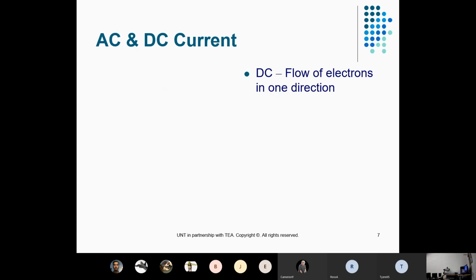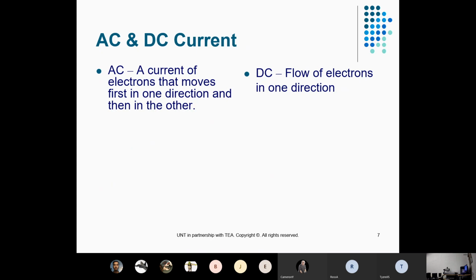We have AC and we have DC. Direct current, or DC, only flows in one direction. And AC, or alternating current, moves in both directions. So it'll go in one direction and then it comes back the other way. That's why AC is so dangerous, because if you get shocked by an AC current, it's going to shock you over and over and over again. Whereas if you get shocked by DC current, it's basically a shock and then you're done. That's why you have to be very careful dealing with AC current.